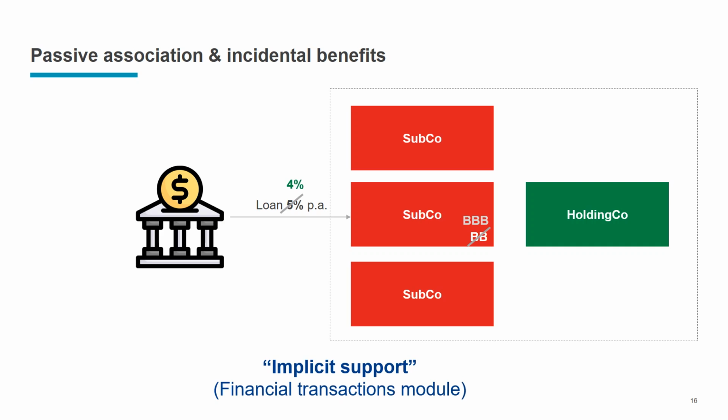But this is also an example of passive association or incidental benefit in some sense. And this should not be a chargeable activity. So if there is an implicit support where other group companies do not provide a particular explicit guarantee, but the credit rating is higher just because the company belongs to a multinational group, this should not be regarded as a chargeable activity. So this is an example of non-chargeable activity. No intra-group service is provided in this case. So those were examples of non-chargeable activities which would also not pass a benefit test.